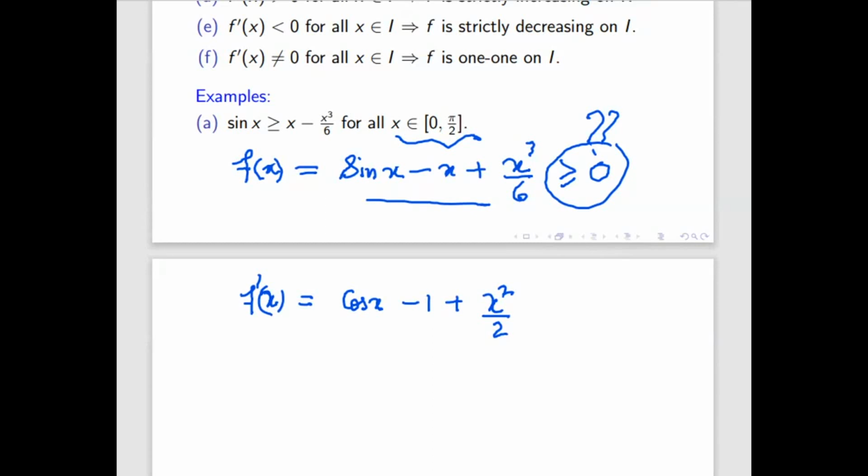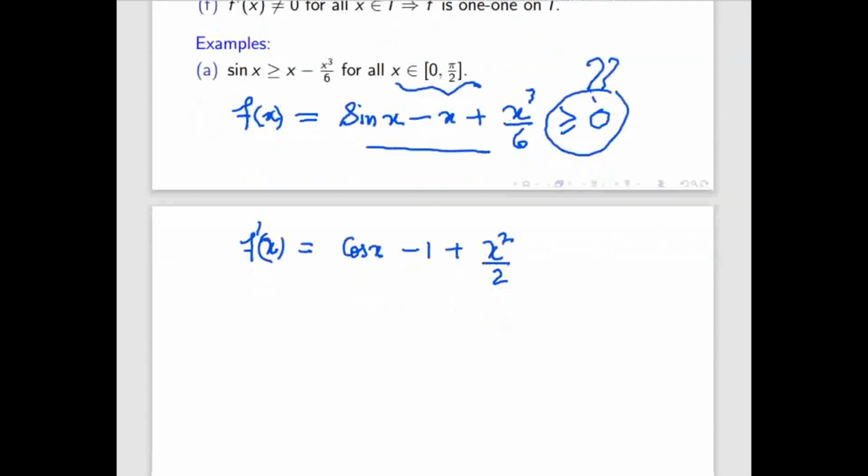Yes? Anyone have any doubt? So what I did, the function is given like this. I kept the right hand side on this side, so this becomes sin x minus x plus x cube by 6. Then one time differentiation will give this one.